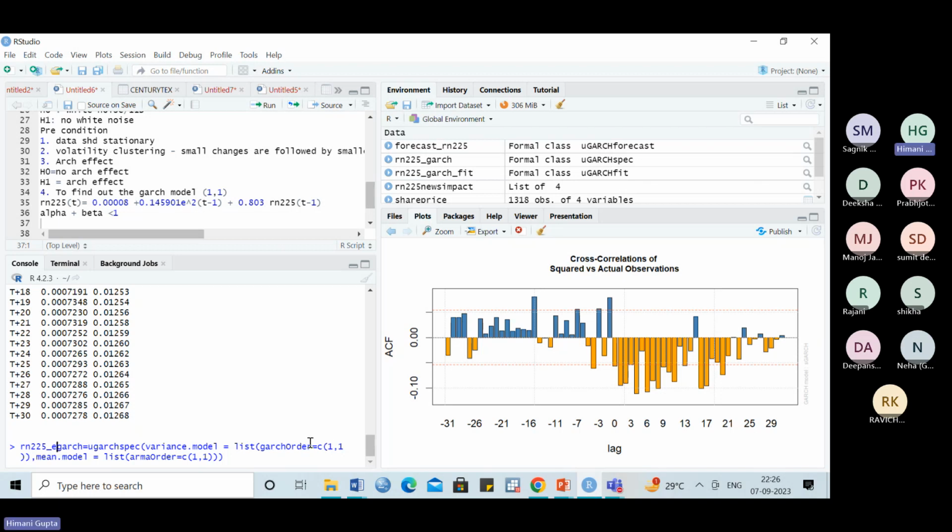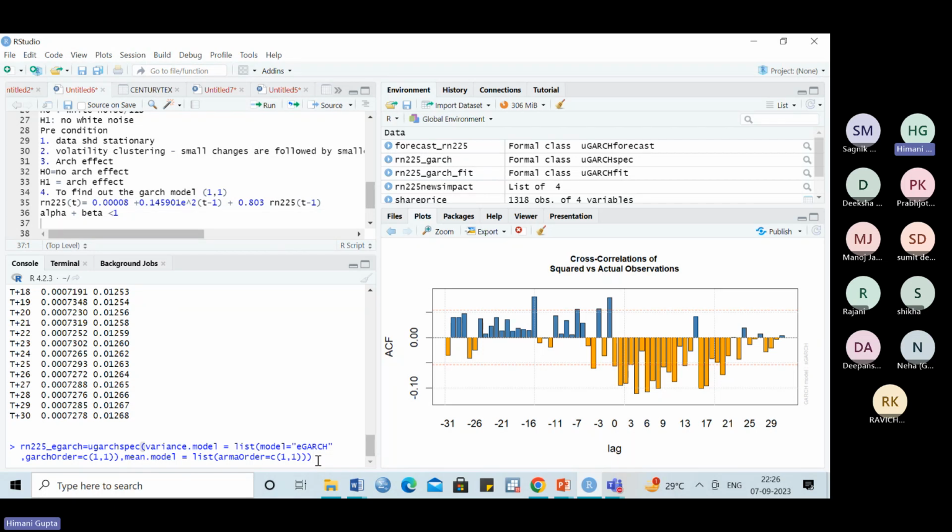Now I have to specify which model I want to make. So variance.model is equal to list. Now over here, I'll write the name of the model. So model equals EGARCH. Now I'm saying my model is EGARCH, comma, garchOrder is equal to c(1,1). Mean model is equal to armaOrder c(1,1).